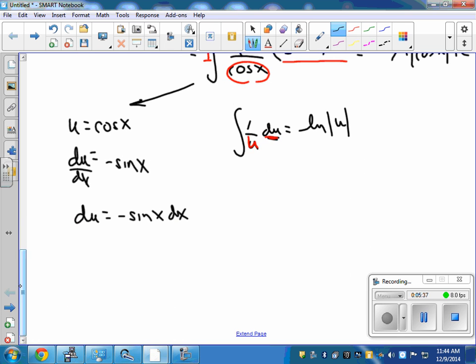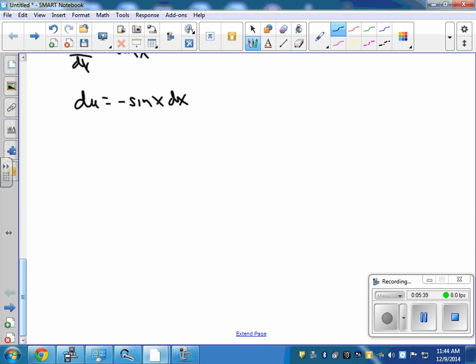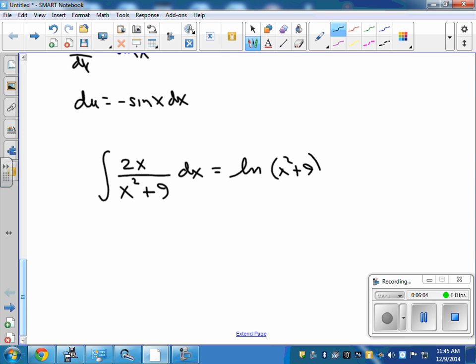And let's do one more just for practice. Suppose I asked you what is the antiderivative of 2x over x squared plus 9. Hopefully you can look at this and it's just the natural log, right? Because this is the correct du. So it's the natural log of x squared plus 9 plus a constant. Notice no absolute values because we do know x squared plus 9 is positive.